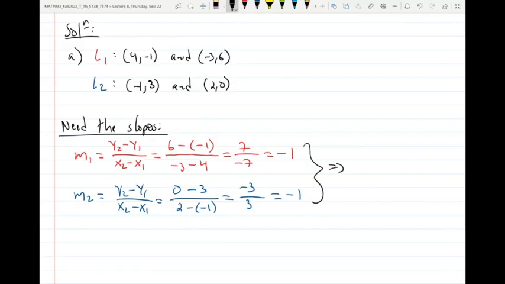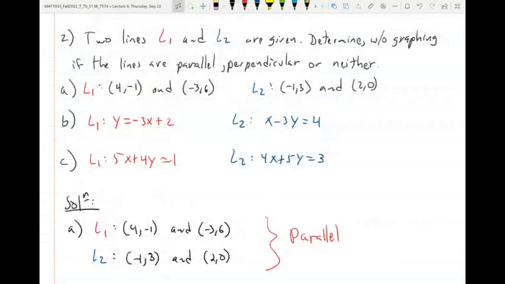All right, so from here we can see that M1 equals M2. It happens that they both happen to be negative 1, but that's okay. They are equal, so the answer is parallel. So L1 is parallel to L2. Do you understand this? So the lines are parallel, okay? Questions? All right, so do the same thing for B and C.